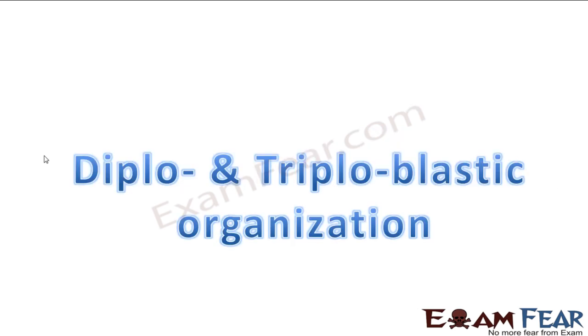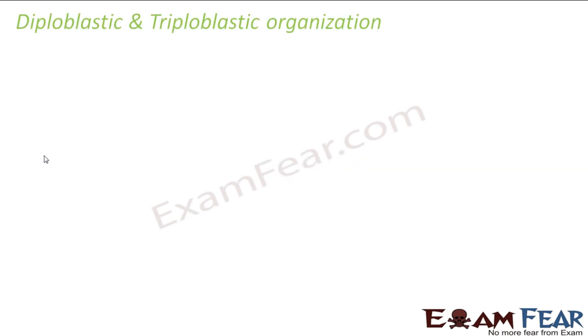So with this, we saw that based on symmetry, we can divide organisms into three types: asymmetrical animals, radially symmetrical animals, and bilaterally symmetrical animals. So let us now talk about the third parameter, that is diploblastic and triploblastic organization. What are we going to talk about here in diploblastic and triploblastic organization?